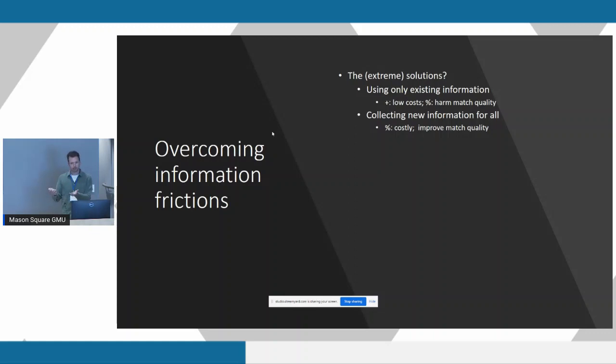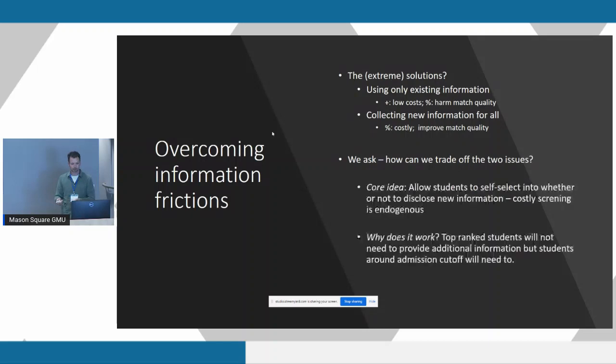And what about something in the middle? That's what we ask here. That's what the Danish admission system does. The core idea is that we can allow students to self-select into actually being screened or not. And we propose two different ways of doing that. Then we evaluate their properties in terms of strategic properties, so people lie, etc., and the equilibrium, but then we also analyze the welfare properties. The reason why it works is that the students who know that they are good are the ones who will self-select into being screened. That's the idea, so we don't need to screen everybody.